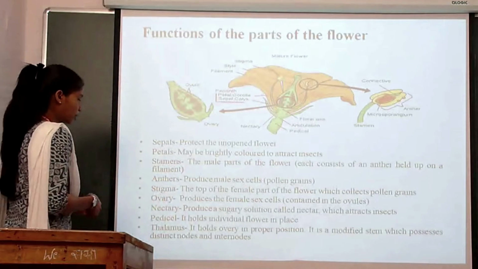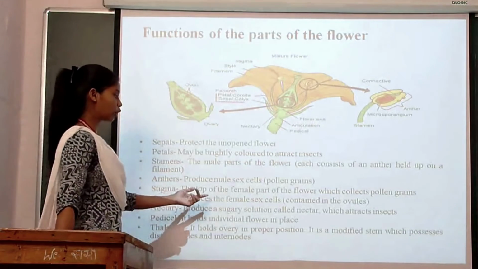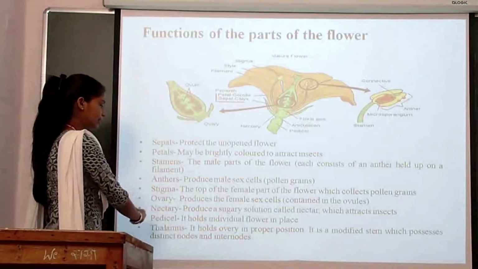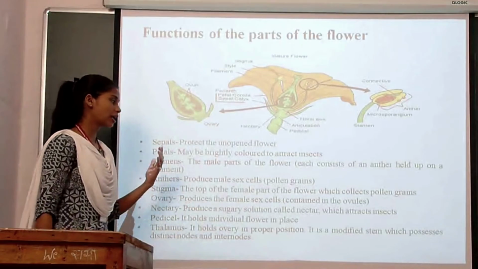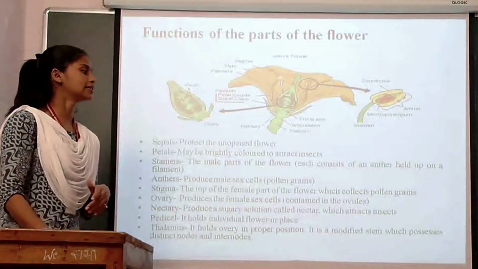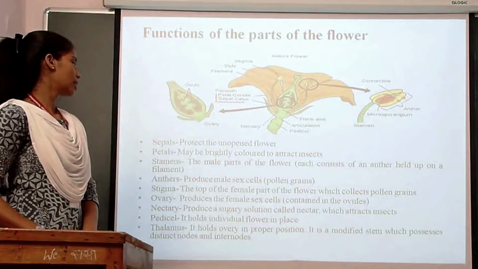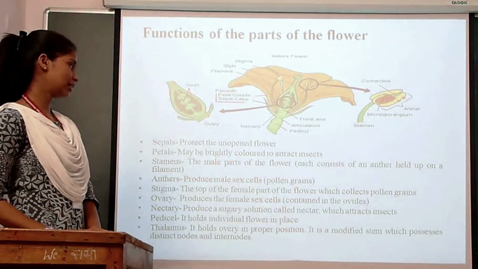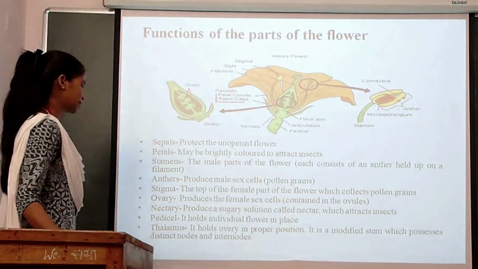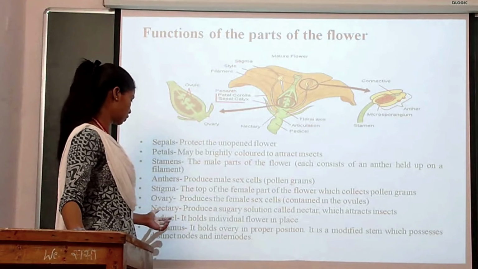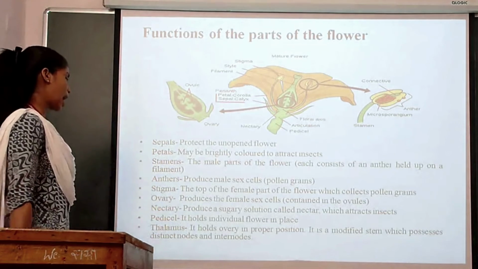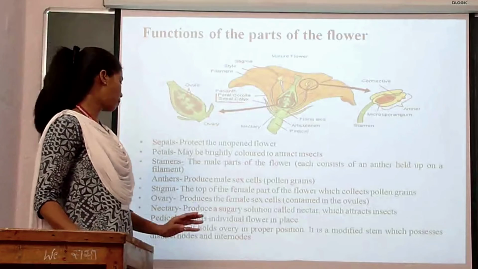Then coming to the point, ovary. Ovary produces female sex cells, that is ovules. Then nectary. Nectary is a disc which produces nectar, which attracts insects. You might know many of the insects and pollinators visit flower because inside that flower nectar is present, which can be edible to those insects and pollinators. So next is pedicel. So what is pedicel? Pedicel is the stalk of flower, and it holds individual flower in a proper place.